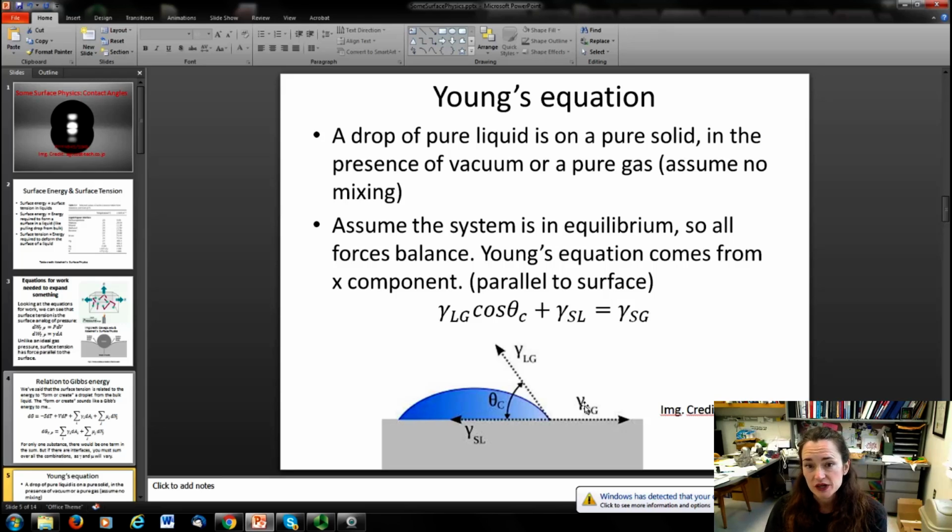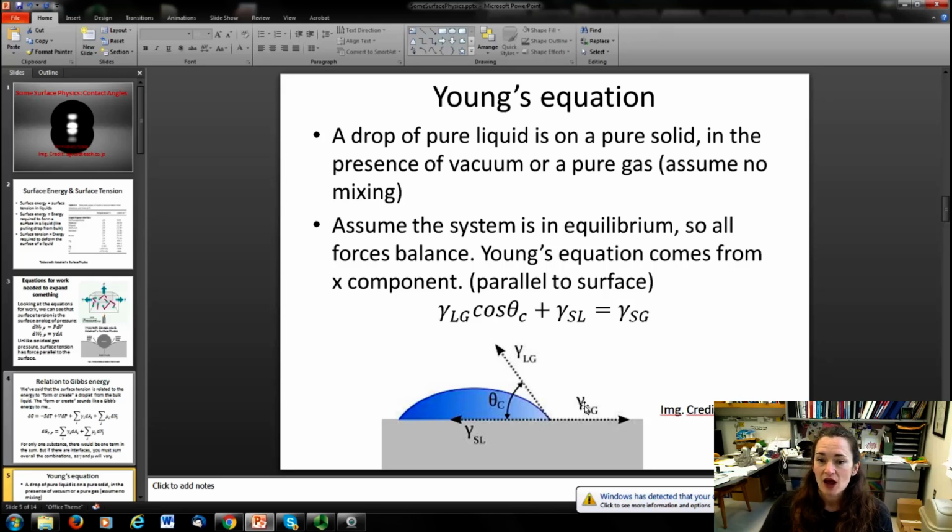We're going to assume it's in equilibrium so that all the forces balance. Now, this isn't always the case. For example, if my surface is tilted a little bit, my water drop could be sliding down, so that's definitely not what's happening here. Or if you've just placed the droplet on the surface, it might be spreading out a little bit, which would differ from the equilibrium condition as well. So we're just going to discuss equilibrium conditions.